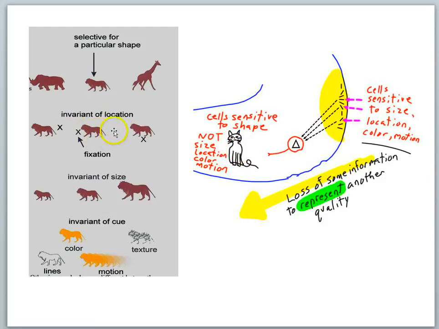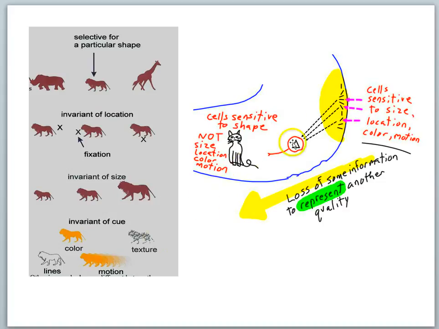So in other words, no matter where the cat is on the retina, if you're focusing here, if the cat were to the left of your fixation point, or to the right of your fixation point, or above the fixation point, that cell down in the temporal lobe here is still going to respond. So it doesn't care about the location of the cat on the retina. Neither does it care about the size of the cat. So it will respond if it's a small cat, a big cat, and a huge cat. Neither does it seem sensitive to the color or the motion or the texture of the cat.